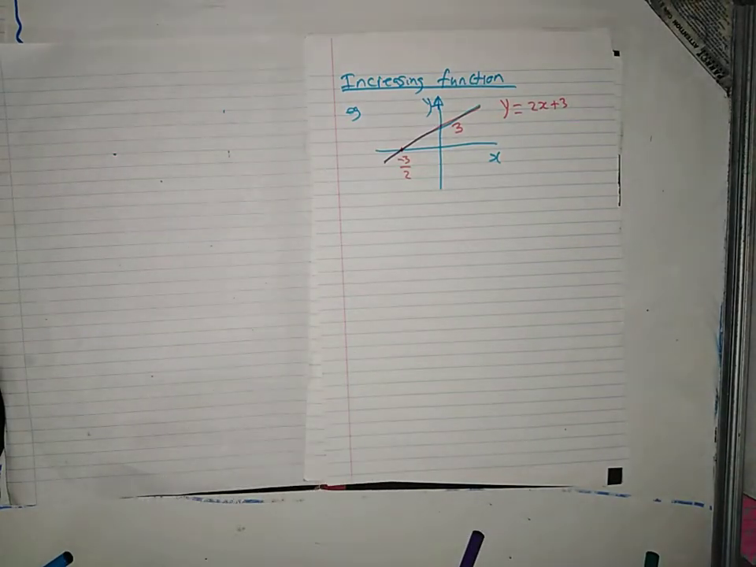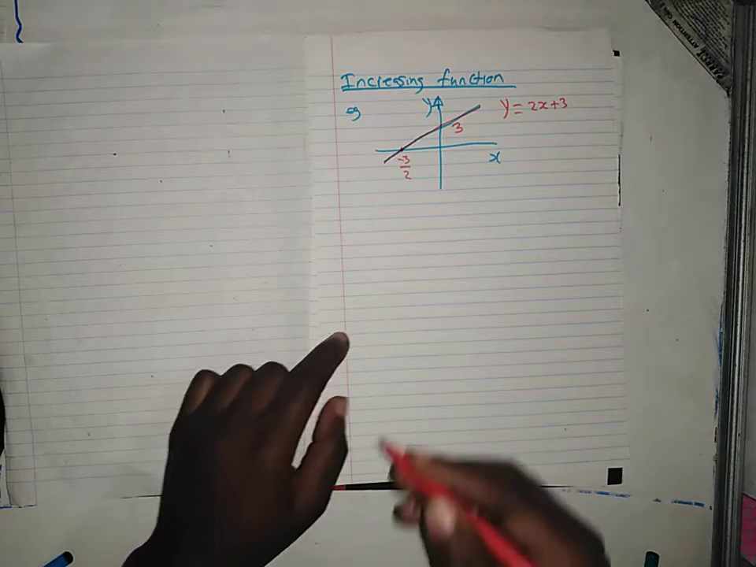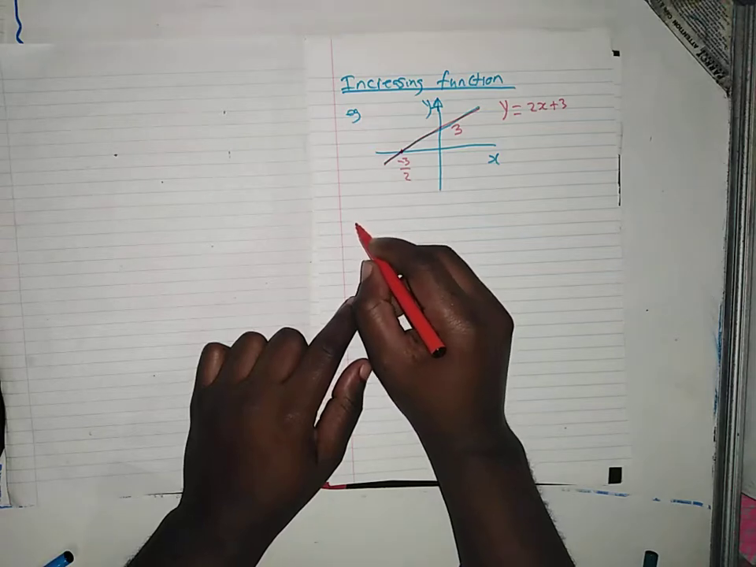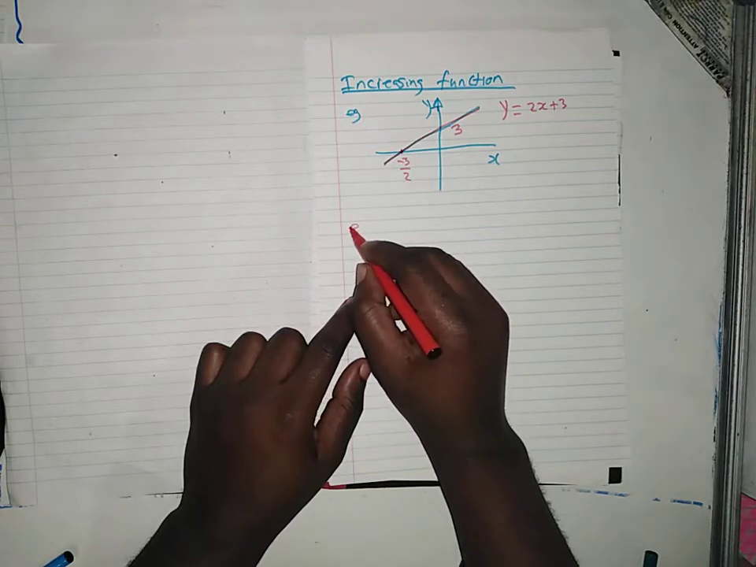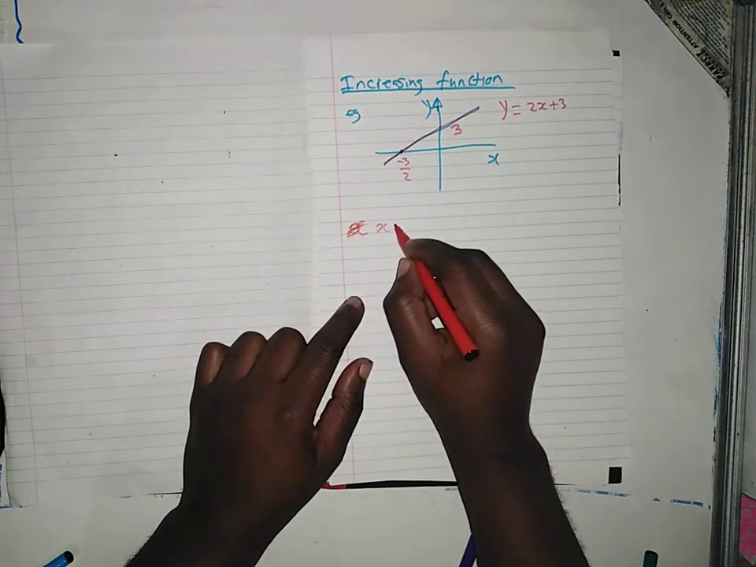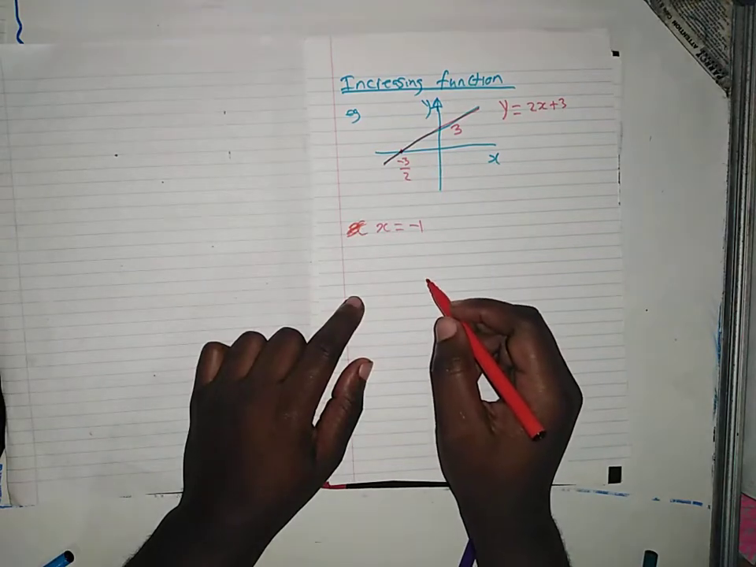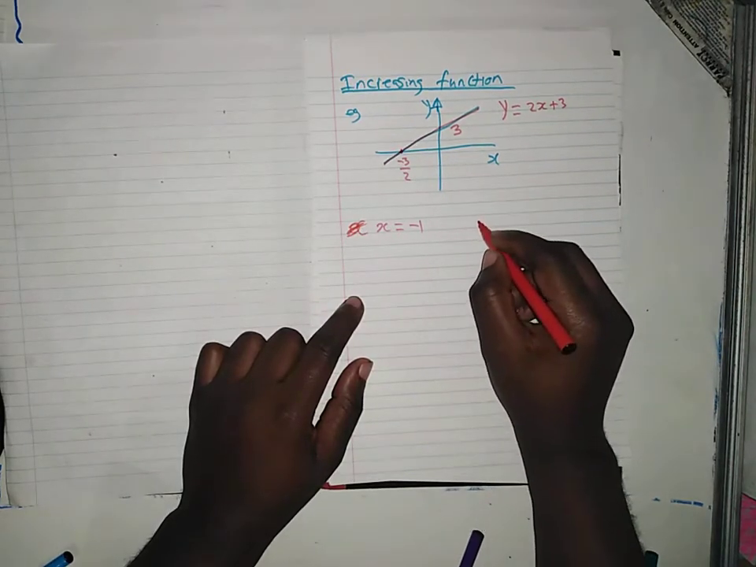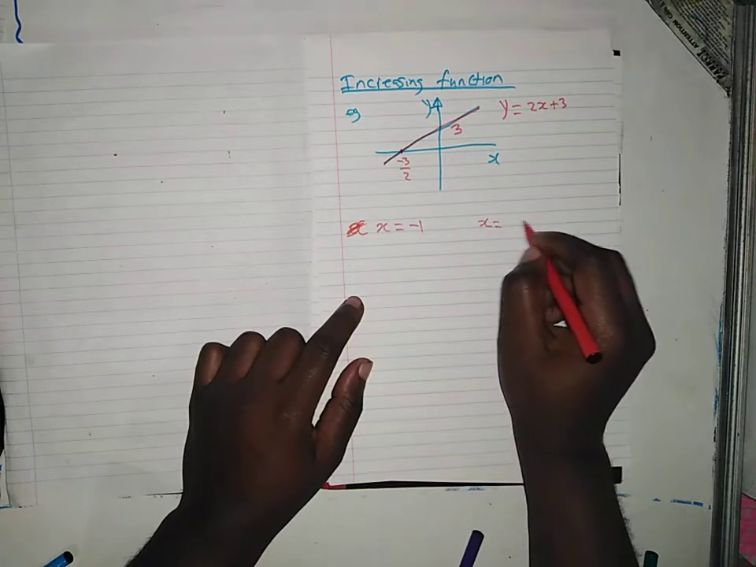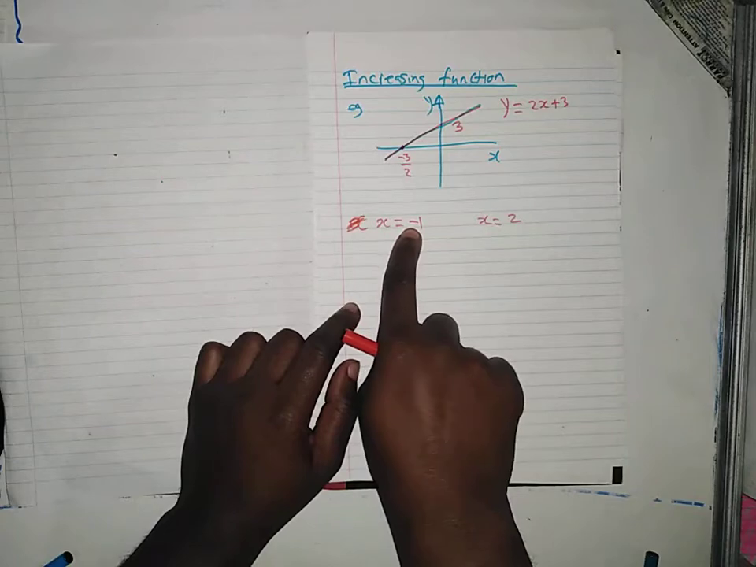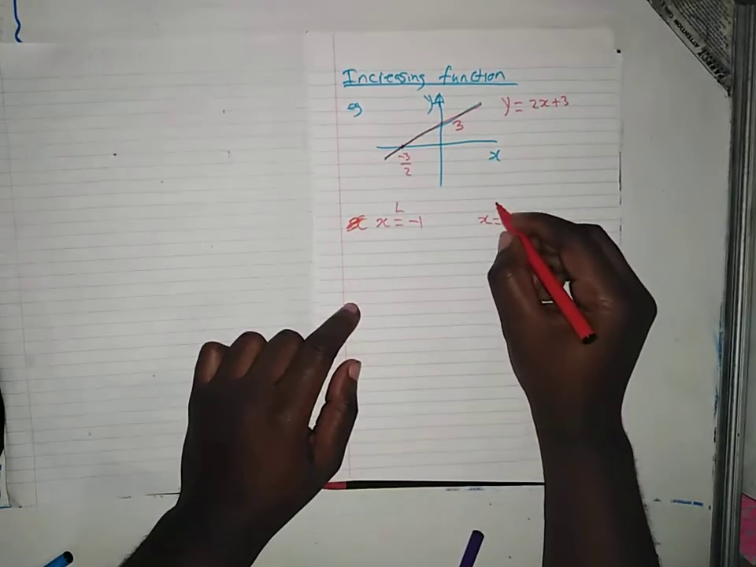You must just take 2 points. Just 2 points, two x values, one on the left and one on the right. You can pick any 2 points. In my case, I'm going to pick x equal to -1. So it's somewhere here, and then I'm going to pick x equal to 2. This is on the left, and this is on the right.